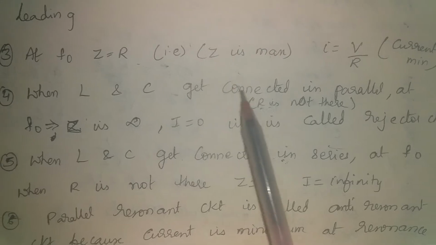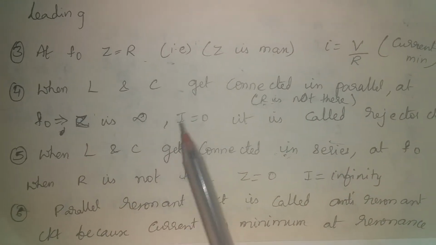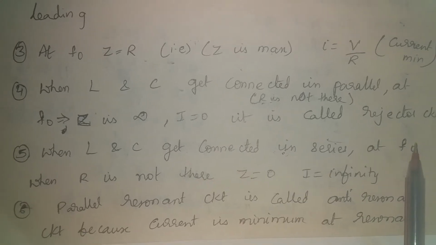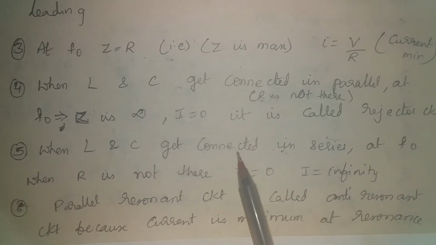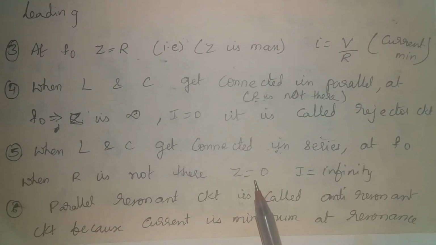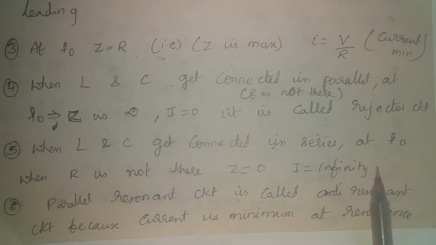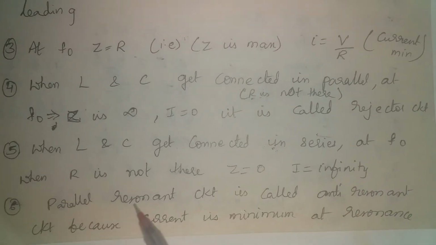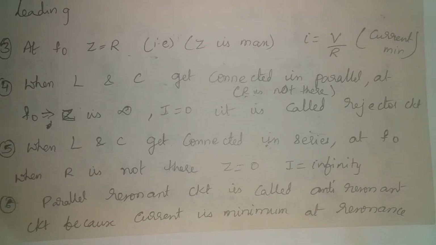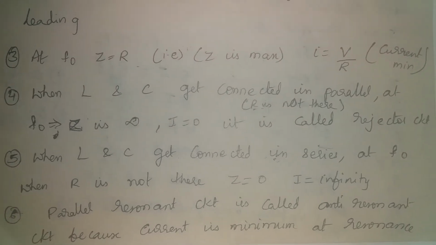When L and C get connected in parallel, at F0, Z is infinity, I is 0, it is called rejector circuit. When L and C get connected in series, at F0, when R is not there, Z is 0, I is infinity. So this is called acceptor circuit. Parallel resonant circuit is called anti-resonant circuit because current is minimum at resonance.